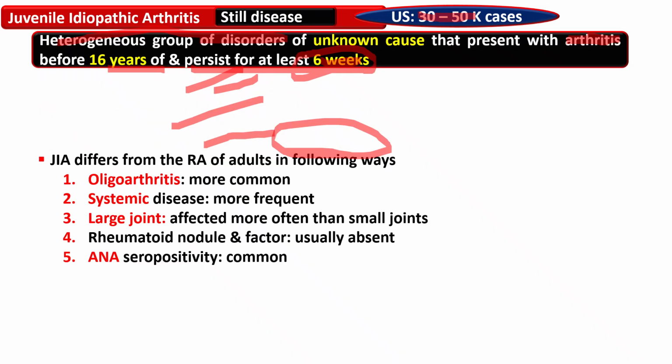There are some differentiating features of juvenile idiopathic arthritis from rheumatoid arthritis. It is oligoarthritic, meaning few joints are commonly affected. Systemic disease involvement is more frequent. Large joints are often affected more than the small joints, and rheumatoid factor and nodules are absent, while antinuclear antibody seropositivity is common.